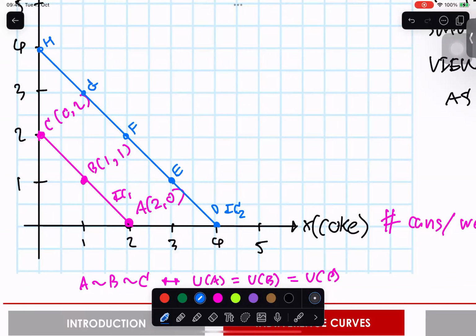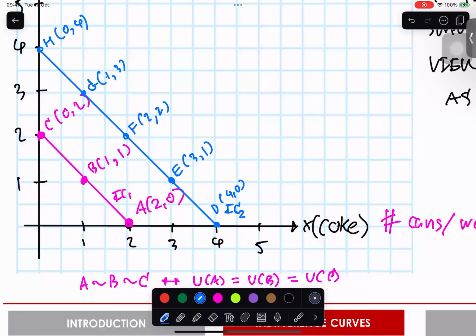Basket D is 4,0, E is 3,1, F is 2,2, G is 1,3, H is 0,4. Again, on IC2, all baskets here, as long as the total sum equals 4 units, he is perfectly okay. It doesn't matter what combinations. D, E, F, G, H baskets give the same satisfaction level to him.